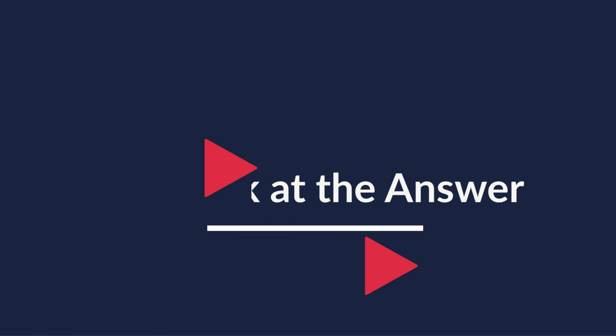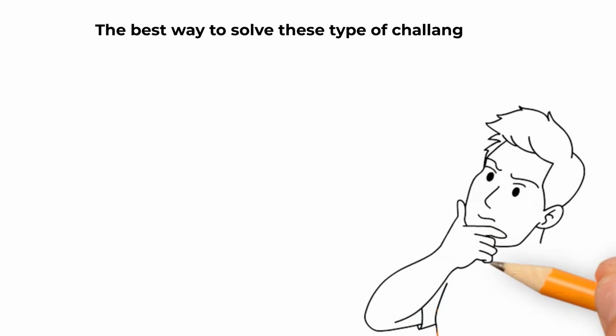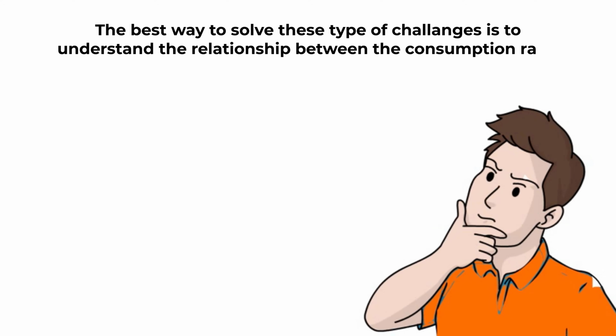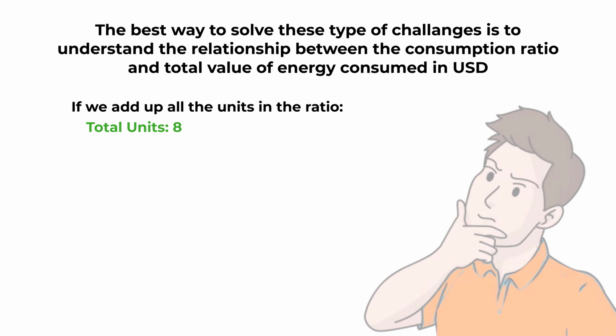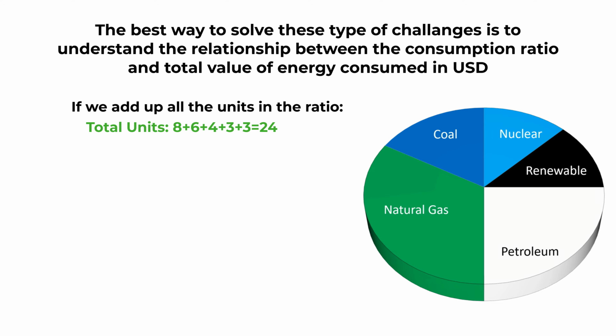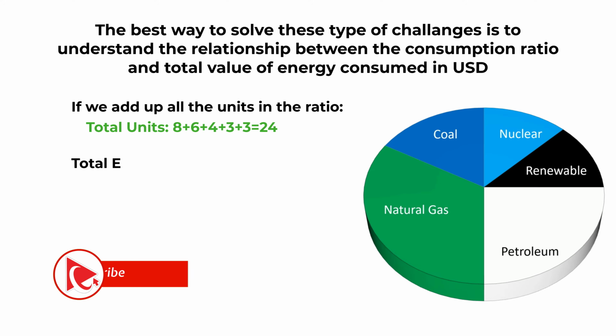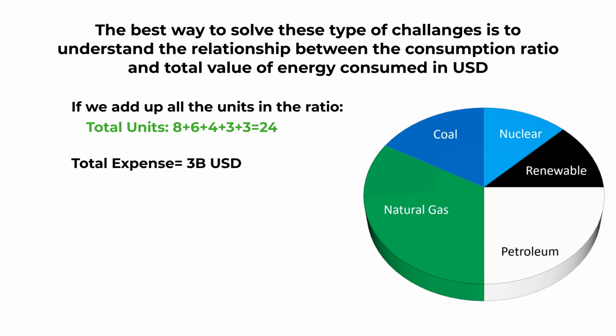The best way to solve these types of challenges is to understand the relationship between the consumption ratio and total value of energy consumed in US dollars. If we add up all the units in the ratio, we will get to the sum of 24, because 8 plus 6 plus 4 plus 3 plus 3 equals 24. Our total consumption expense is $3 billion, but answers are presented in million dollars, so we need to convert $3 billion into million dollars, which would be an equivalent of $3,000 million.